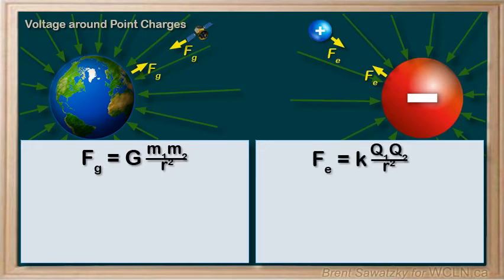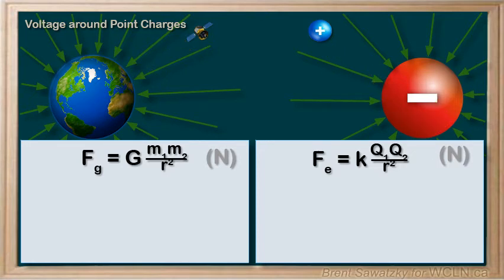So let's stop and compare our equations for a second. Both give us a force in newtons. Both of these equations also have a constant, G for gravitational force and K for electrical force. They are both inversely proportional to the distance r squared. Then we have our extra characteristic specific to the masses or the charged particles: mass for gravity in kilograms and charge for electrostatics in coulombs.